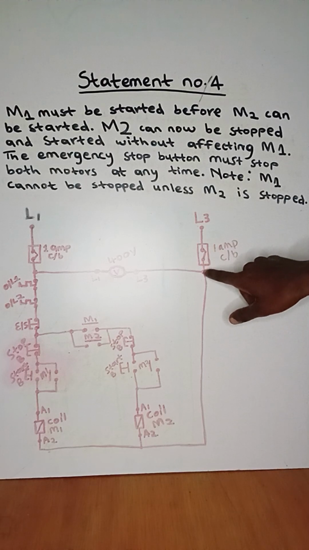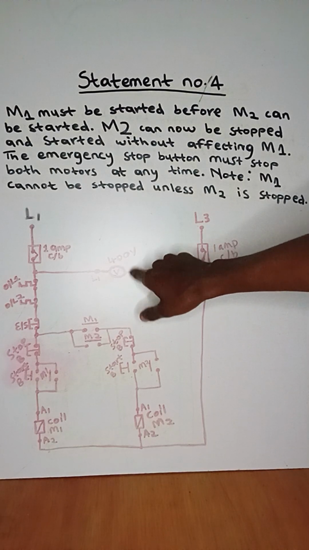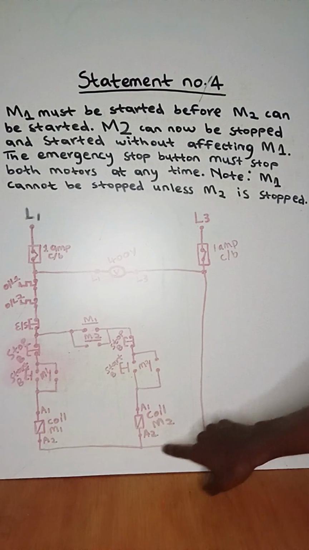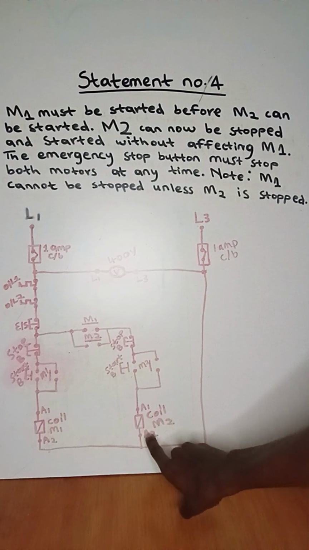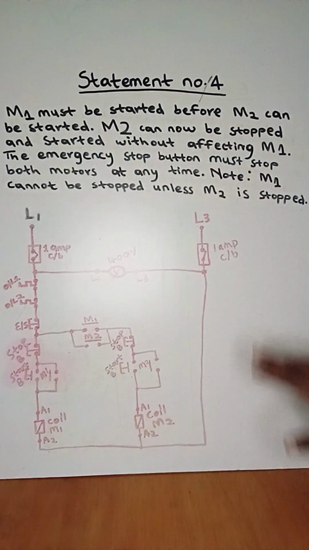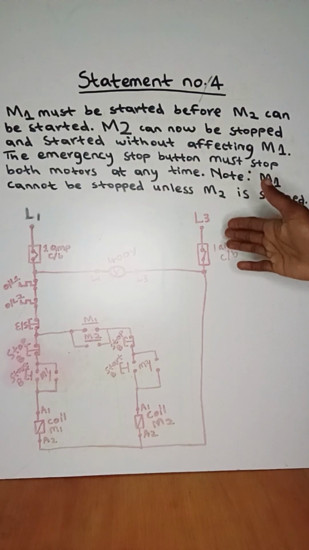My current will flow down all the way to live 3 of voltmeter and all the way to A2 of coil of motor 2 and A2 of coil of motor 1. And that is it about live 3 current.